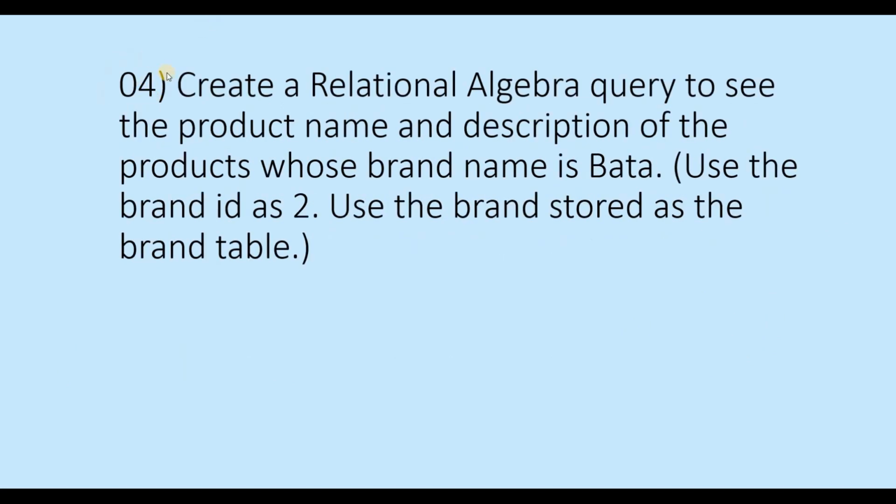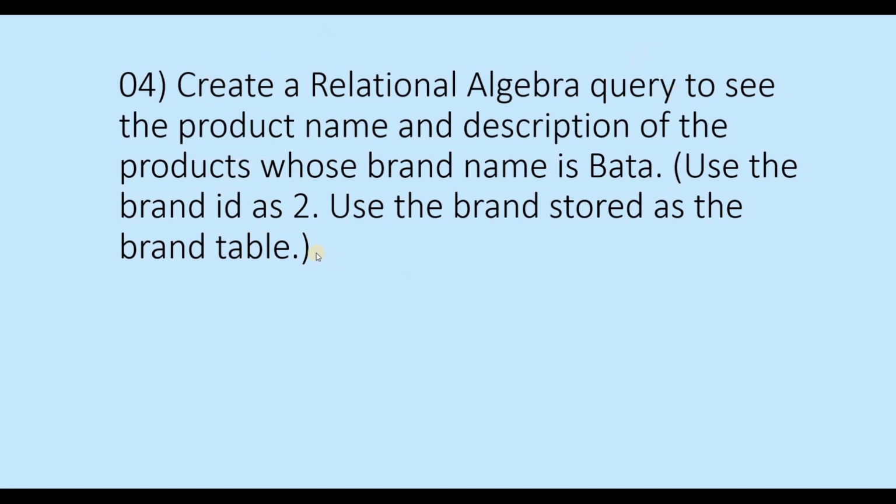Here's the fourth question. In the fourth question, we have to create a relational algebra query to see the product name and description of the products whose brand name is Bata. In the fourth question, we have to get the product name and the description where the brand name is equal to Bata, where the brand ID is 2, and we have to get the description and the product name. So here also we have to use the relational algebra query.